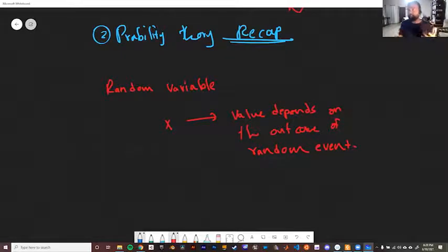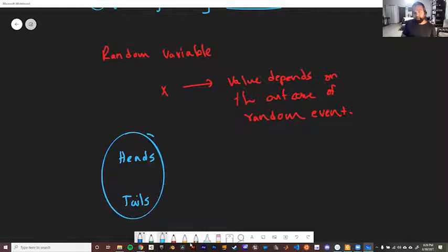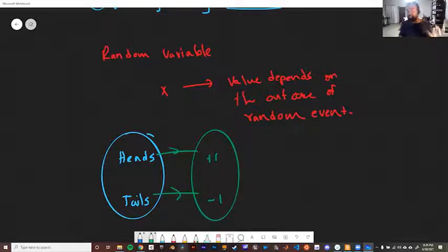So a classic example that we are all familiar with is flipping a coin, right? So that is a random event, and the value of what we call a random variable will depend on the outcome of that event. So for example, if you think about flipping a coin, we will have heads or tails, and this will be what we call our sample space. A random variable also maps these events into real numbers. So for example, I can say getting heads is +1 and tails is -1, and this gets mapped to these values.